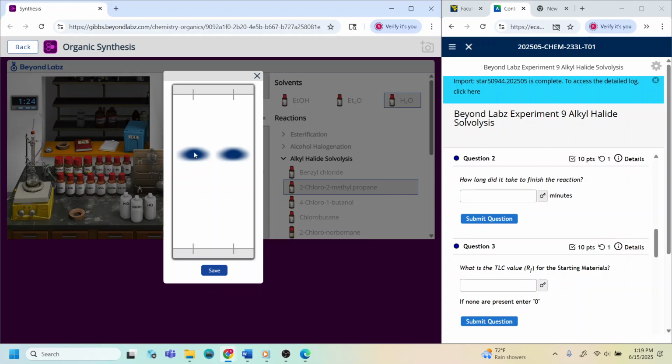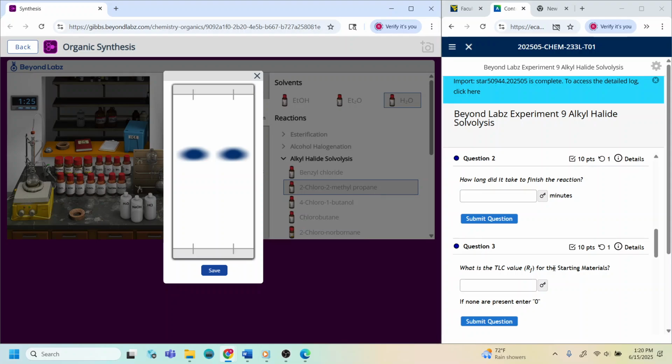This is always there. This one is a reference. Whatever is on the right is whatever is in the flask. So this is the reactant in the flask, which is the 2-chloro-2-methylpropane. The right is whatever is in the flask, and in the flask we have the 2-chloro-2-methylpropane.